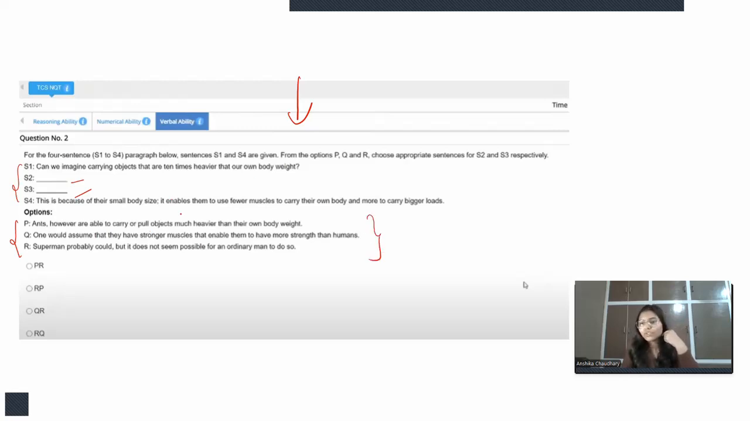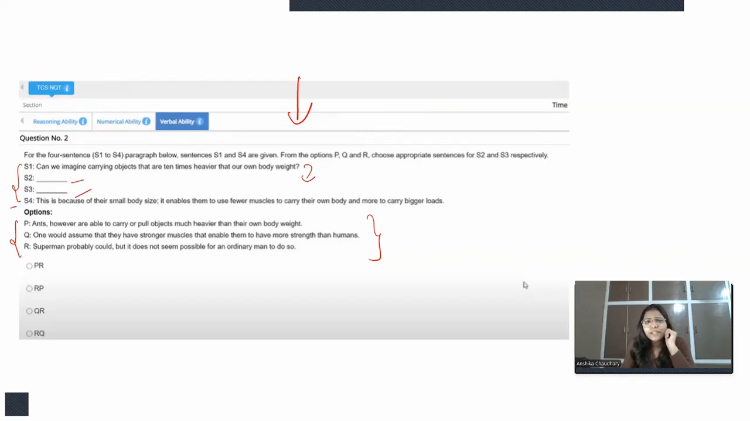So here S1 and S4 are fixed, then we need to analyze. All right. So the first statement is, can we imagine carrying objects that are 10 times heavier than our own body weight? So it's kind of a hypothetical situation we are imagining, we are visualizing, right? As we are talking about some imagination, some hypothetical situation, in the next sentence we should continue this process either by taking some example or by taking some imagination or something like that. The next statement would be in continuation of this, right?